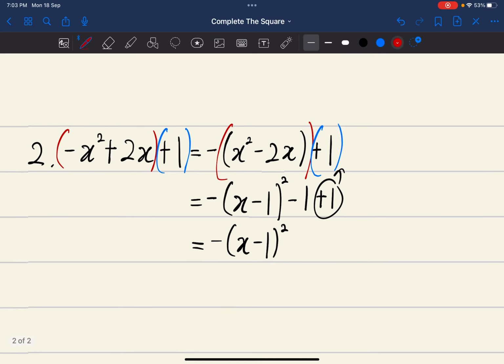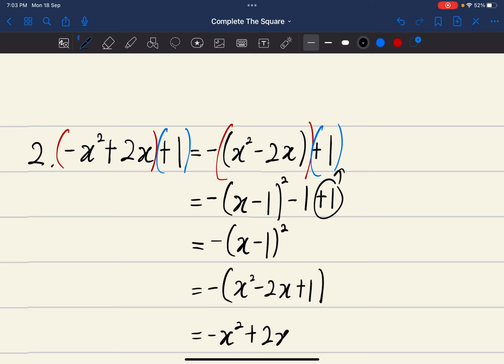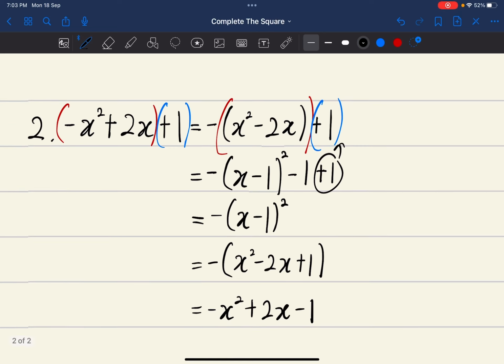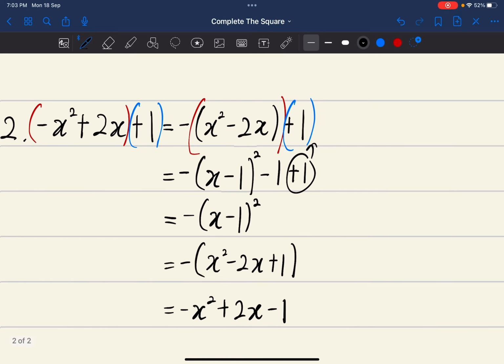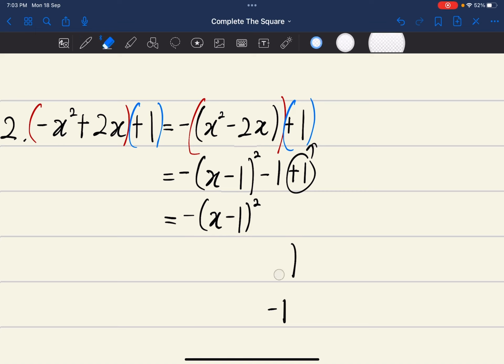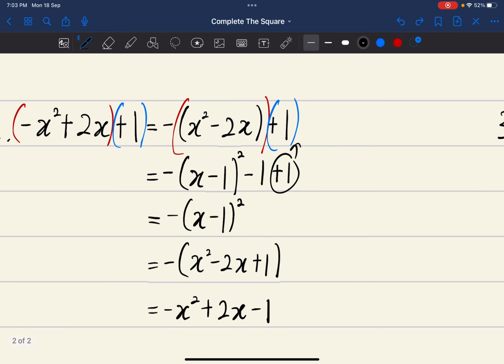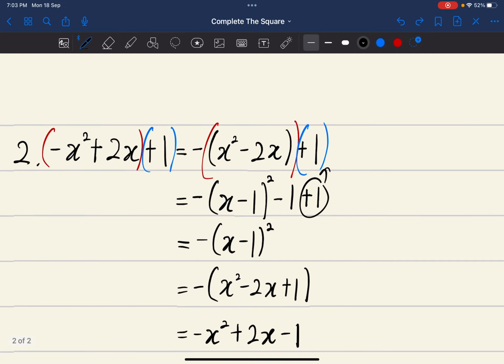And how do you check your answer? Just open it, right? Negative x squared minus 2x plus 1. Multiply by negative inside of it, then it becomes negative x squared plus 2x minus 1, which is wrong. Hold up. Did I write it correctly? I did, right?